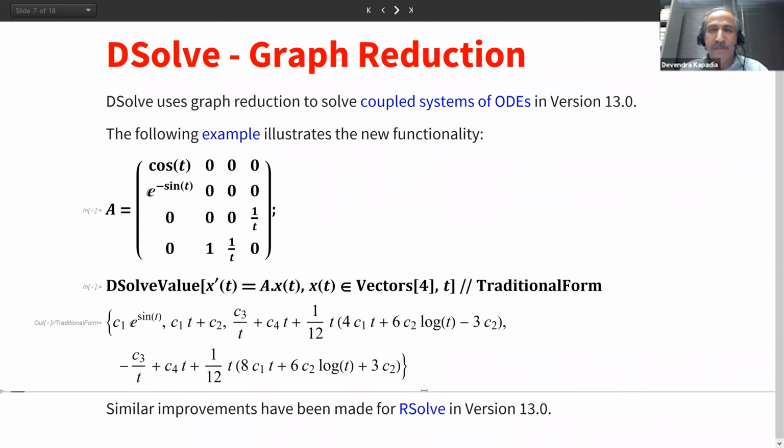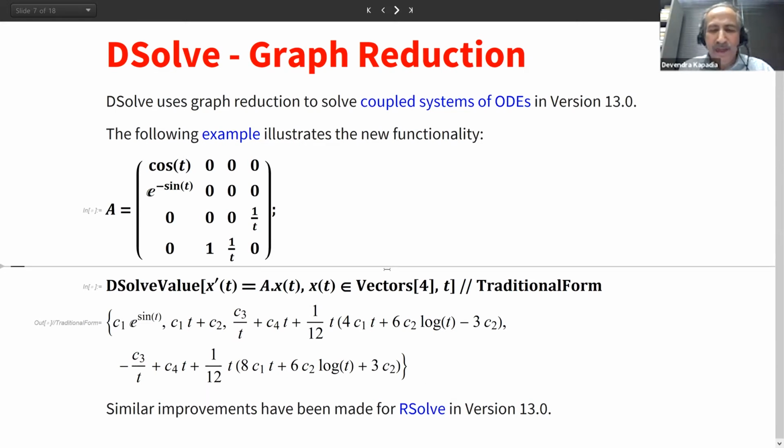And if you want to know more about them, visit our office hour tomorrow. Aram Manaselian, with this very elegant work, has actually worked hard on this. So please meet him and discuss your office hour questions about DSolve.